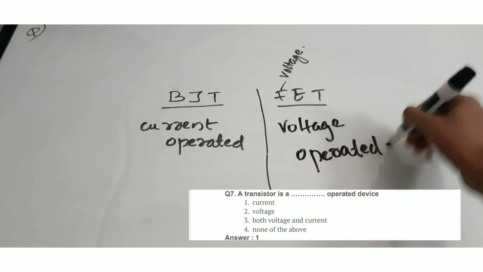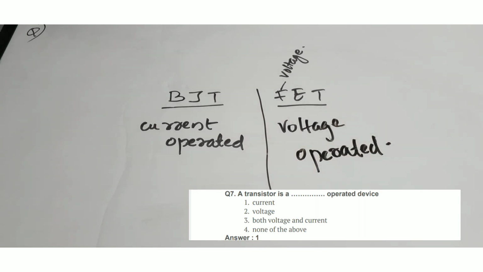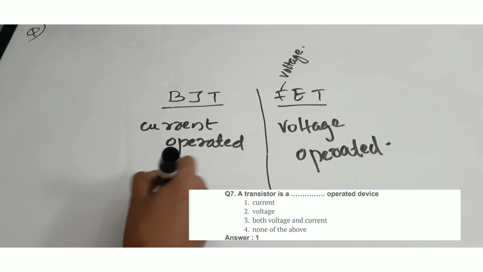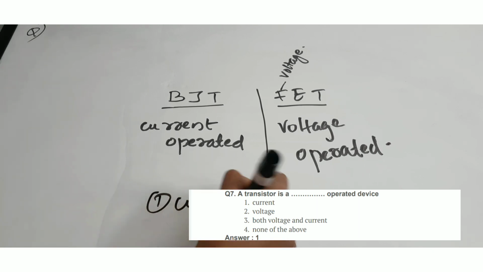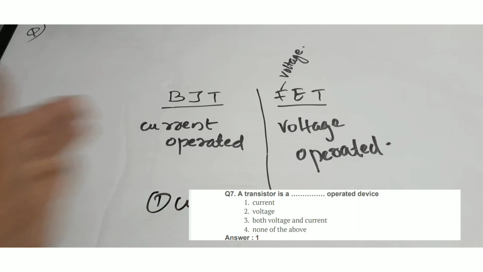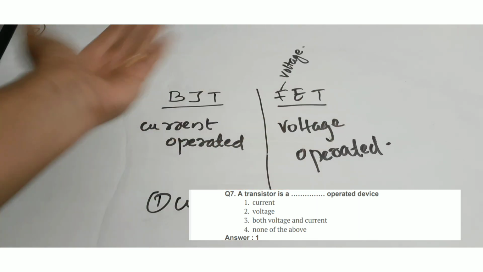So these are the two types of transistors: there is BJT and then there is FET. The BJTs are current operated devices. FETs are voltage operated devices. Here the question is about transistors, or simply BJTs. They are current operated and the correct answer is option 1, which is current. Just write this thing also somewhere.